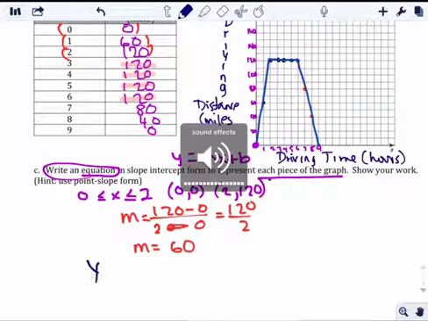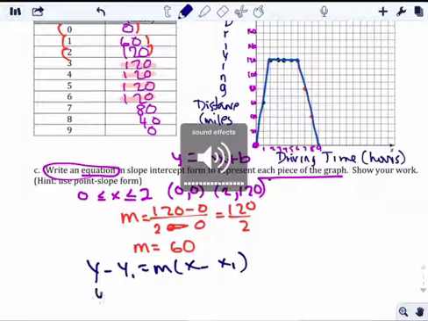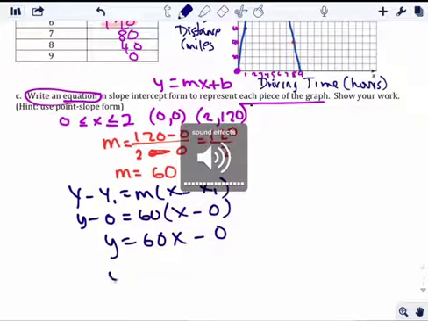Point-slope: y minus y1 equals m times (x minus x1). y minus 0 equals 60 times (x minus 0). That gives you y minus 0, which is just y, equals 60x minus 0. That gives you y equals 60x. Okay, the 0 isn't there.